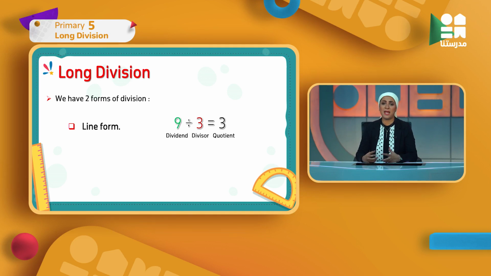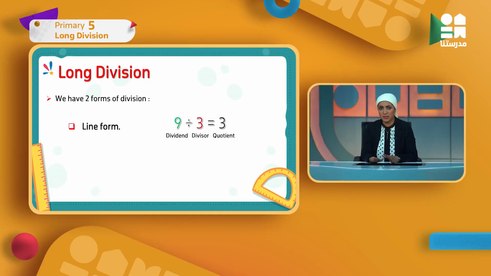We need to know the name of each digit and what its function is. The 9 here is the dividend, and the dividend is the number that I will divide. I have a cake and I want to divide it among several people. So let's say I have 8 pieces of this cake. Then this is the dividend. This is the number that I want to divide among people.